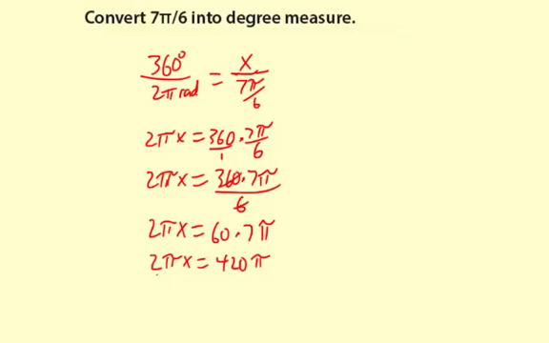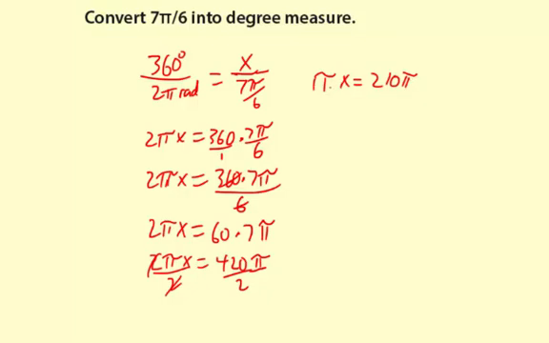Okay, so now I'm going to divide both sides by 2. So the 2's simplify out on the left, and I'm going to get pi times x equals 420 divided by 2 is 210 pi. Now I have pi times x equals 210 pi.